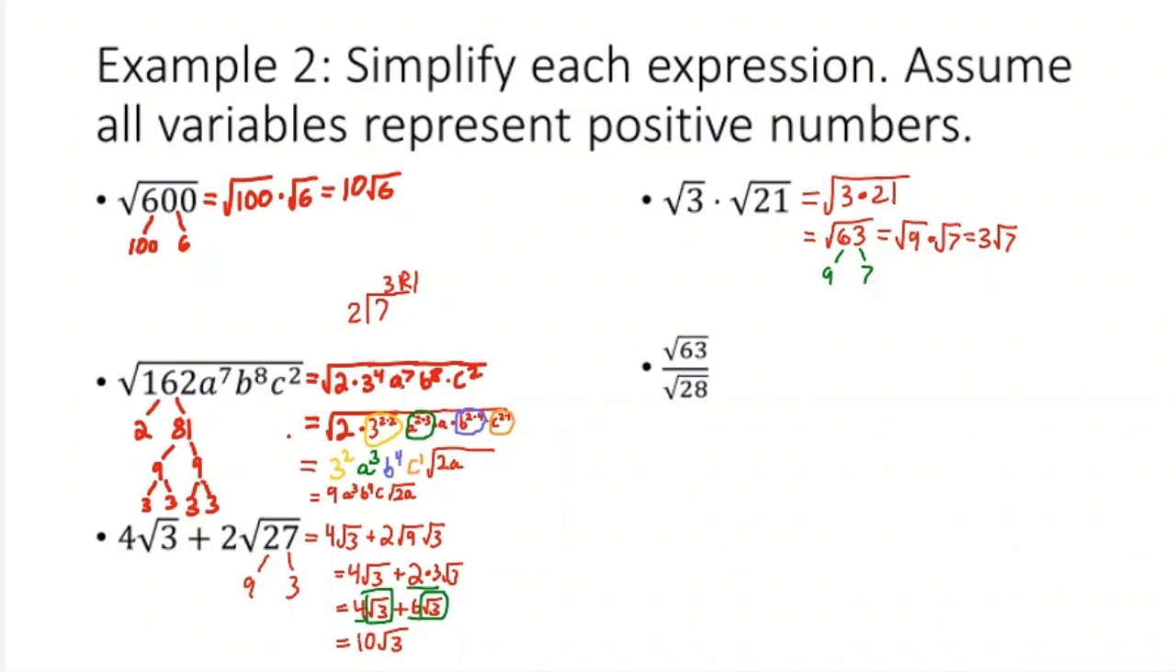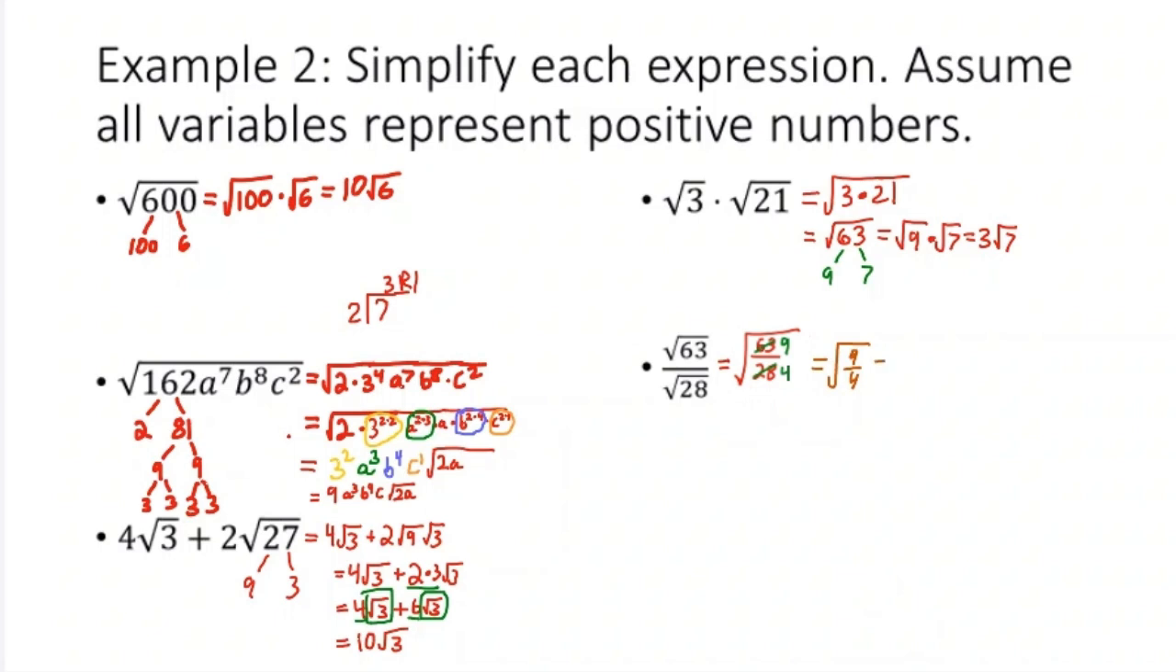Now for the last example, there's a few different ways we can approach this problem. If we look at 63 and 28 first, we know that 7 is a factor of both numbers. So to help make the number smaller, we're going to use the second property from the previous slide. And we'll rewrite the square root of 63 over the square root of 28 as the square root of 63 over 28. Now, since 7 is a factor of 63 and 28, when we reduce, we get 9 over 4. So the square root of 63 over the square root of 28 equals the square root of 9 over 4.